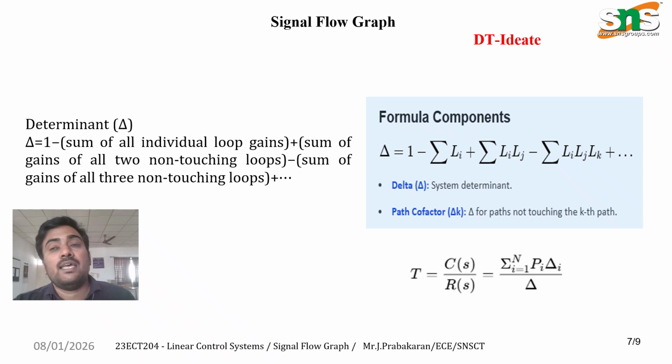Let me discuss the determinant. What is meant by determinant? Determinant is also represented by delta. Delta or determinant is calculated using the formula you can see on your screen. Delta is equal to 1 minus the sum of individual loop gains, plus the sum of products of two non-touching loops, minus the sum of products of three non-touching loops, and so on. Notice the alternating signs in the formula.